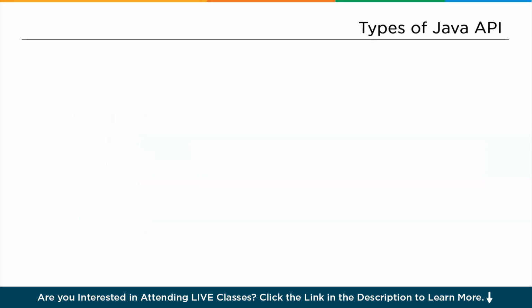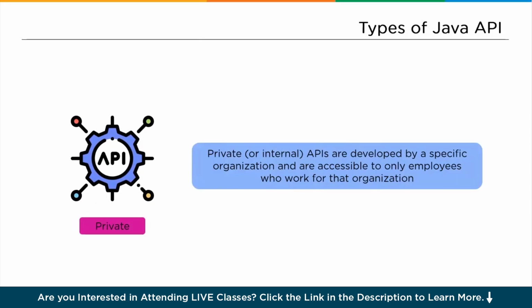So followed by the public APIs, we have the private APIs. So the private or internal APIs are developed for a specific organization. These particular APIs will be accessible through authentication by only the employees belonging to that particular organization.